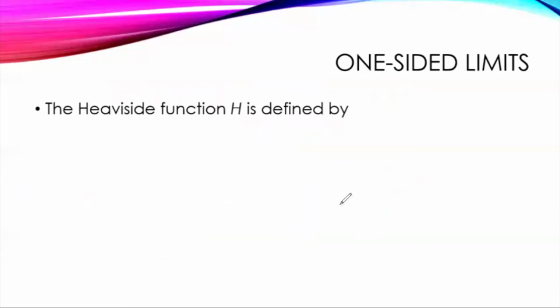One-sided limits. We have to consider this example first. Earlier, we considered the function f of x is equal to the square root of x minus 2. This time, we have another function, what we call the Heaviside function, denoted by h. This function is given by this equation.